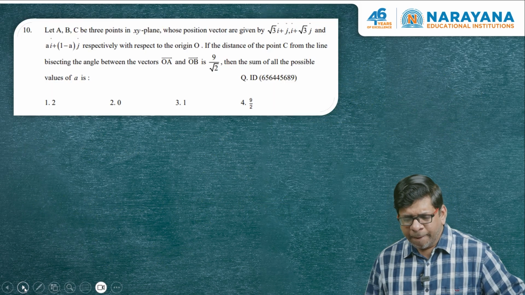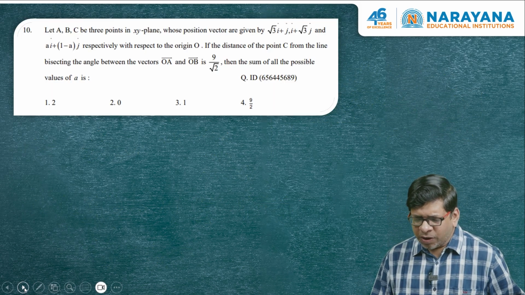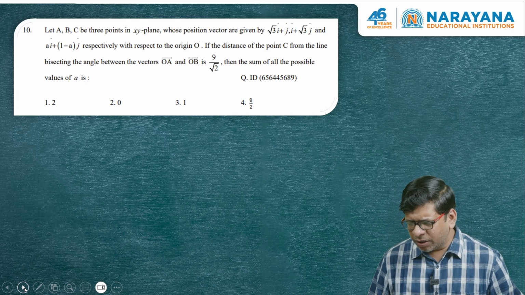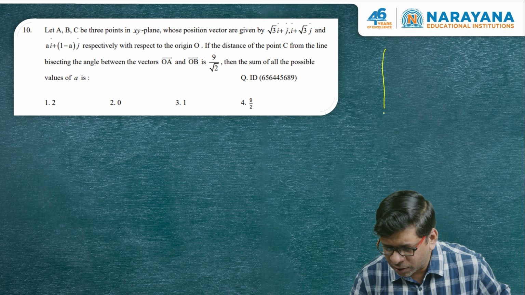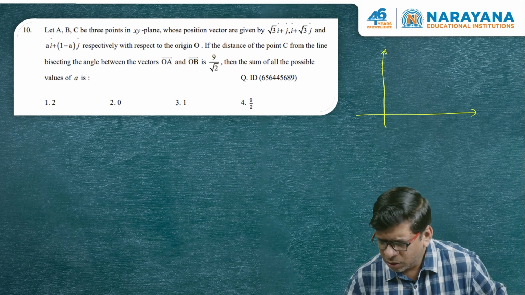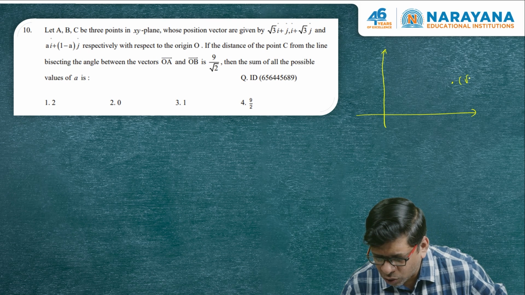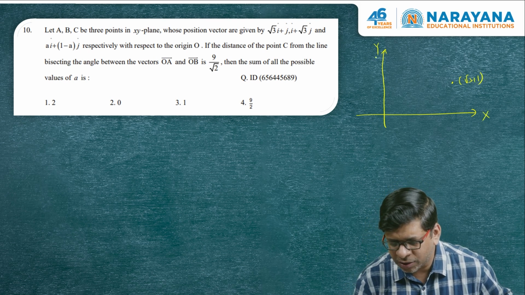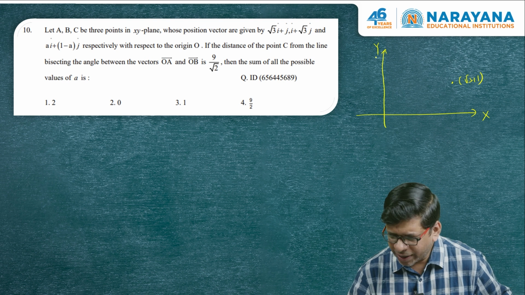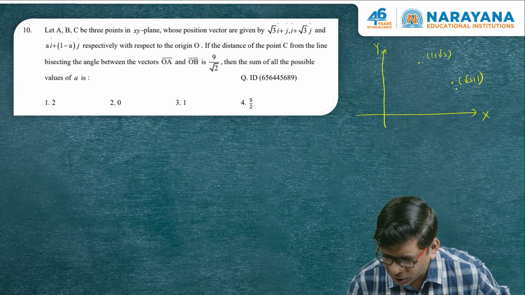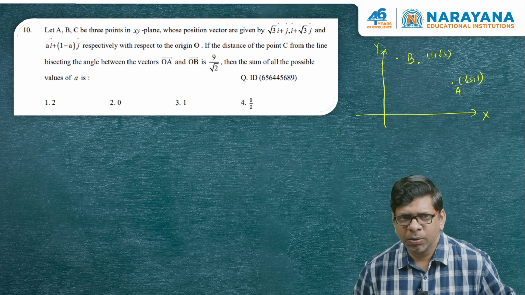Next question. A, B, C are 3 points in the xy plane whose position vectors are given by this. One thing we already know is we can always represent the position vector with the help of coordinates. So the first point given is root 3 comma 1, because it is given only in the xy plane, root 3 i plus j cap. Second is 1 comma root 3. So this is point A and this is point B.